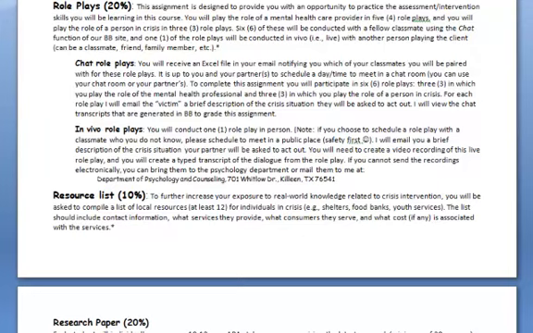Okay, so you'll just do 1 live one, and then the chat ones, you do 6 of those, 3 where you're the assessor, the interventionist, and 3 where you're the victim.